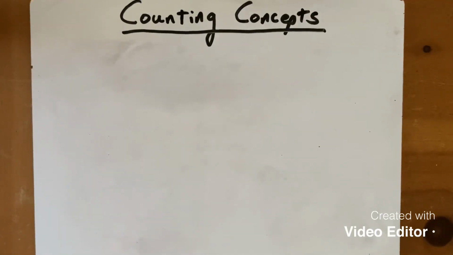All right, so welcome back. Today we're going to finish up our discussion on counting concepts. We're going to talk about two specific types of concepts, permutations and combinations.